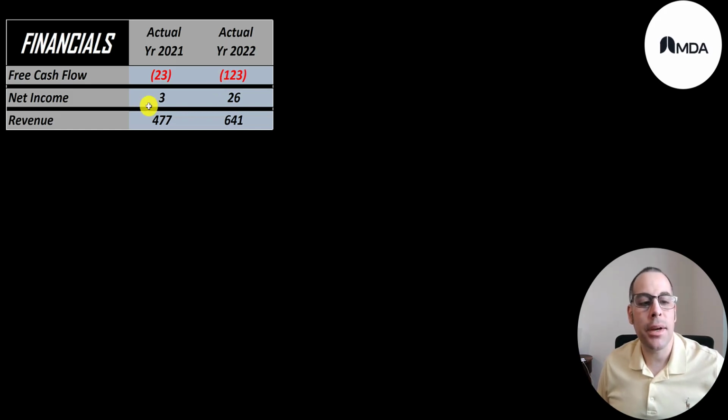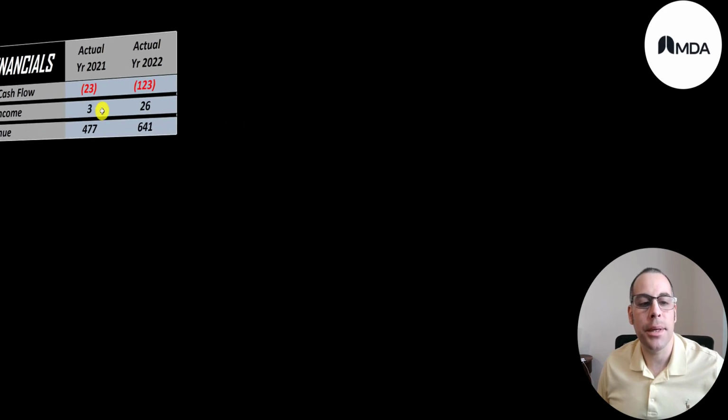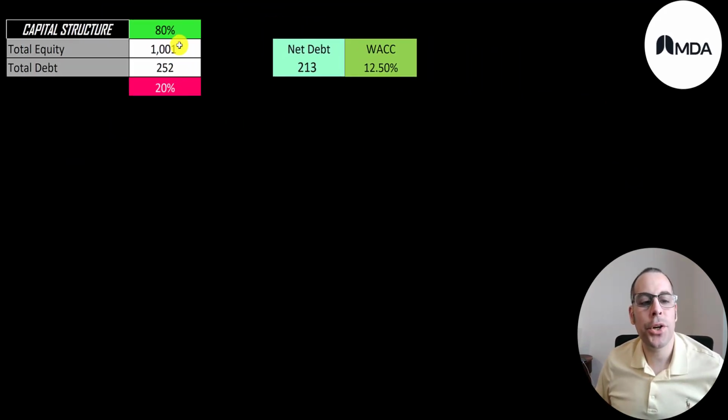Revenue is sales for the company, and that went from 477 million to 640 million. Let's look at the capital structure. 1 billion of equity, 250 million of debt. They're 80% equity, 20% debt. Their net debt is 213 million, and they have a WACC of 12.5%, and that's a discount rate we're going to apply to the future cash flows.